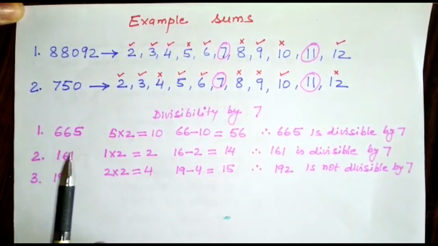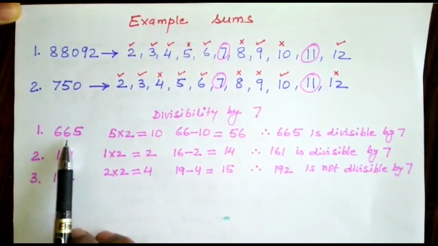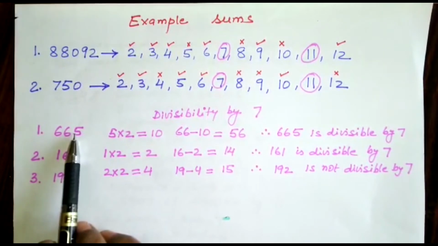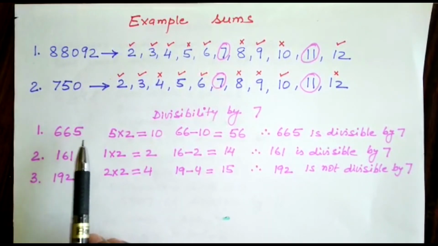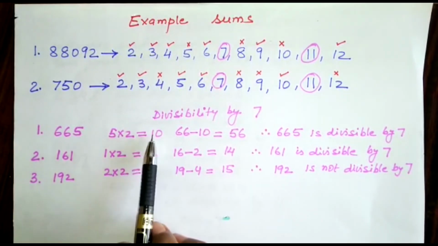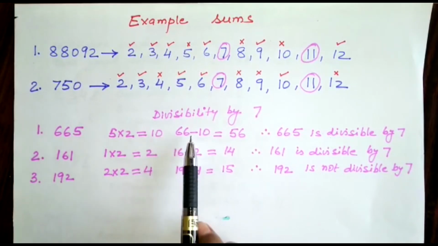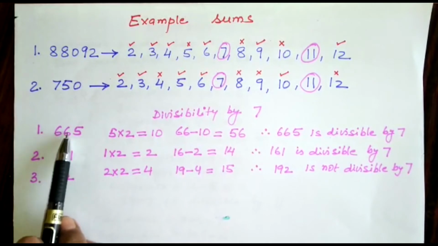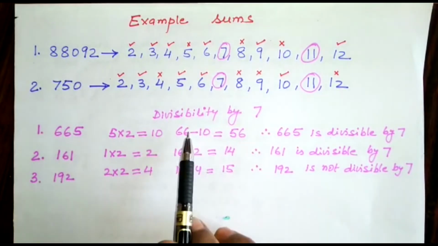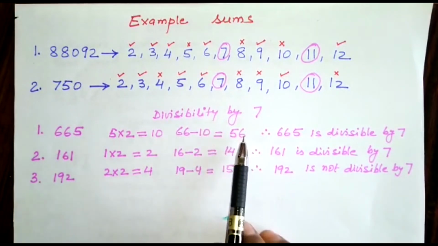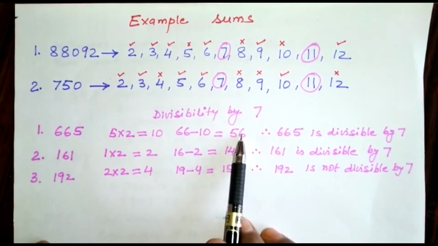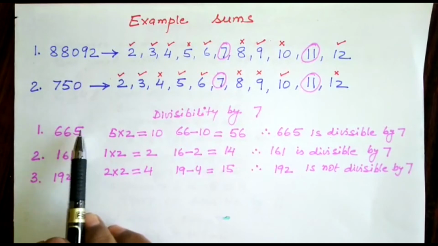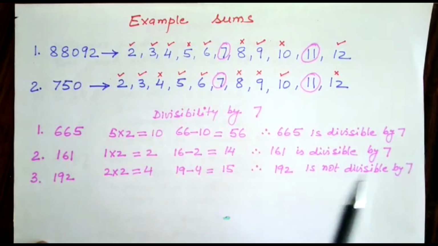Now we'll see divisibility by 7. First we have this number 665. We have to double the digit in units place. 5 into 2 equals 10, and that we have to subtract from the remaining digits. 66 minus 10 equals 56. Now 56 is divisible by 7, therefore number 665 is divisible by 7.